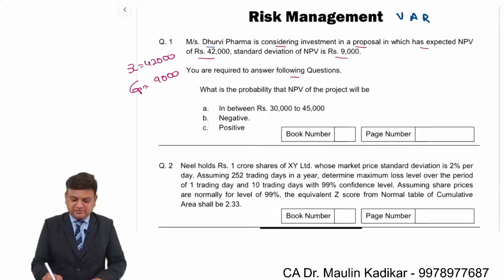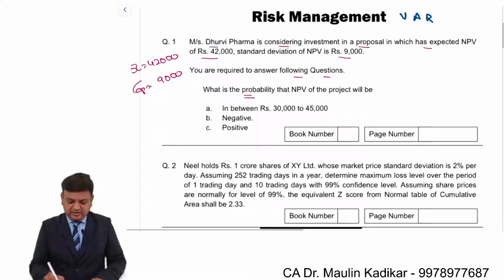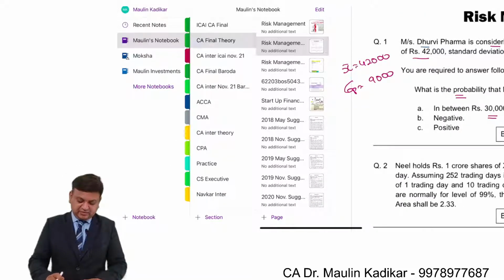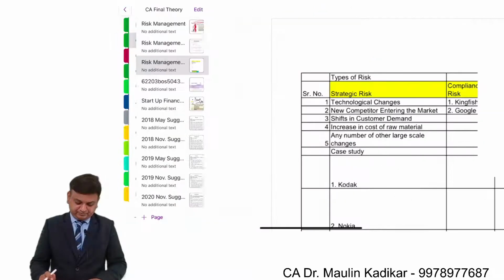You are required to answer the following questions. What is the probability that NPV of the project will be in between 30,000 and 45,000? And with that, the second and the third part of the question is given to us.